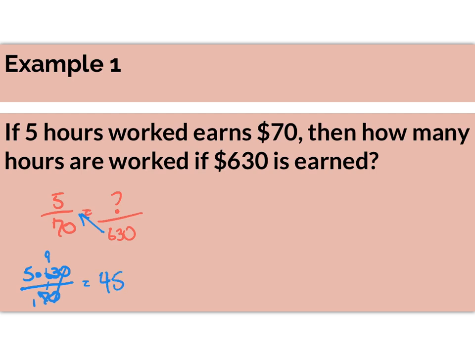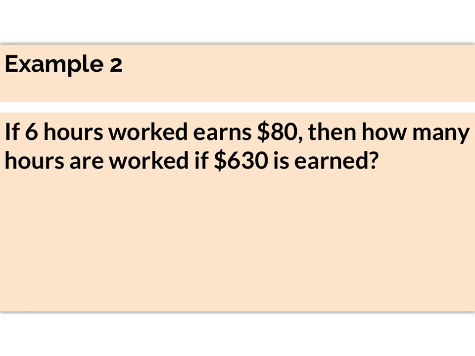So in order to earn $630, we need to work 45 hours. And make sure you put your units at the end. 45 hours. And that's it. That's all to it. Okay, example 2.